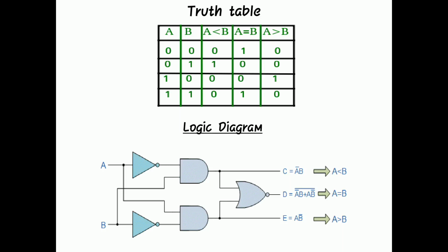Coming to the last combination, A is 1, B is also 1. That is, both are equal. So A is equal to B. Put 1 under A equal to B. The rest 2 as 0 and 0.